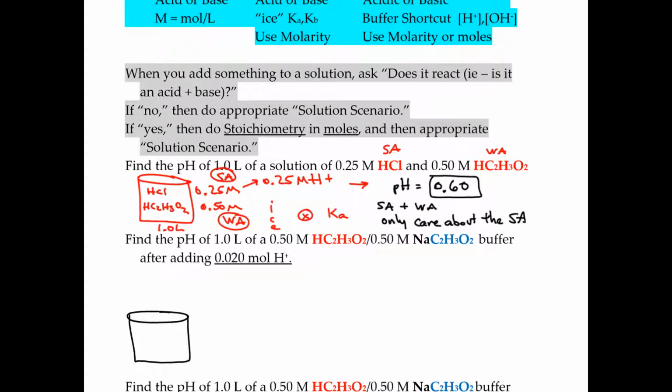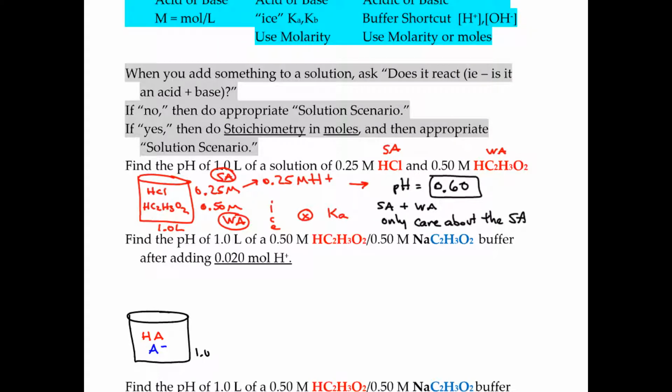And you know what? Just to make life easy, you can try this. Just write HA for the weak acid, and then you could write A minus for the conjugate base, and it just saves you a little bit of writing there. Okay, so we have a buffer. You have to understand what you even have in the beaker to begin with. You're starting off with a buffer.